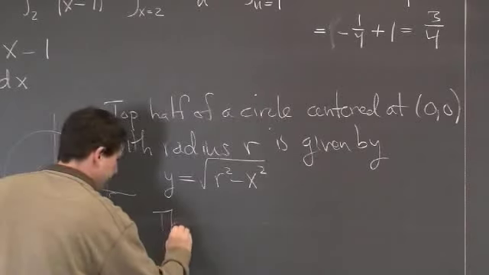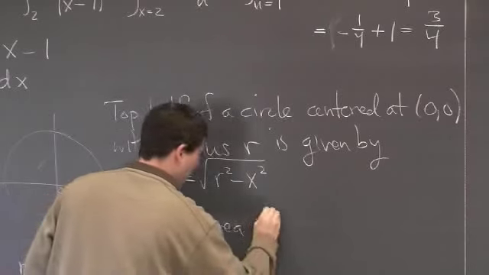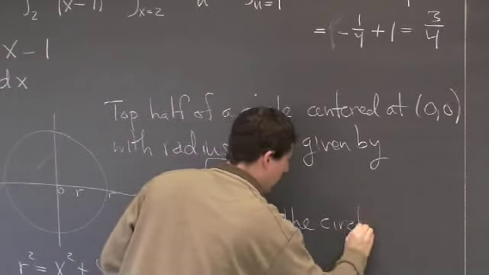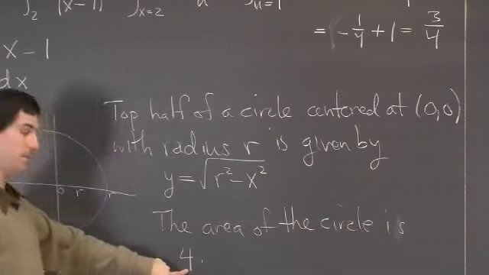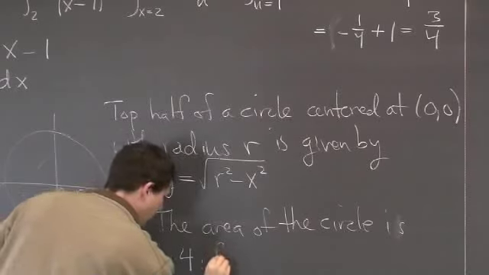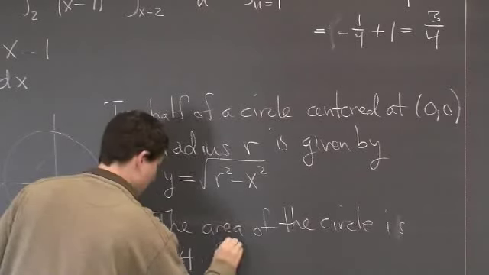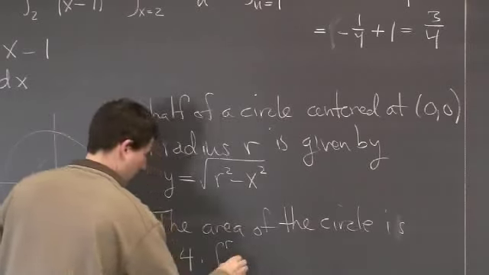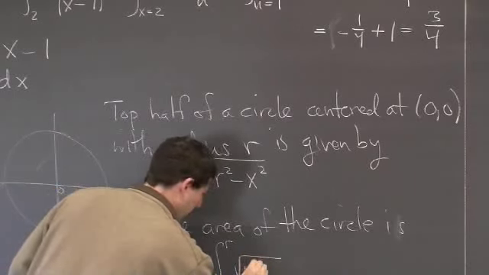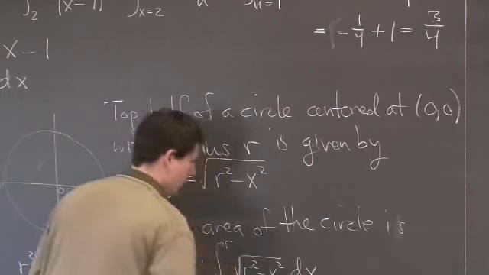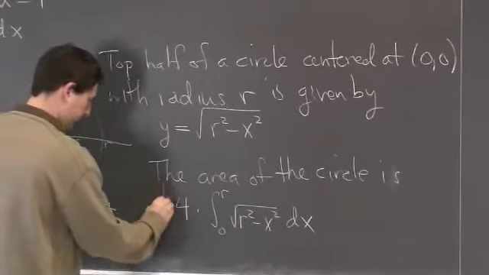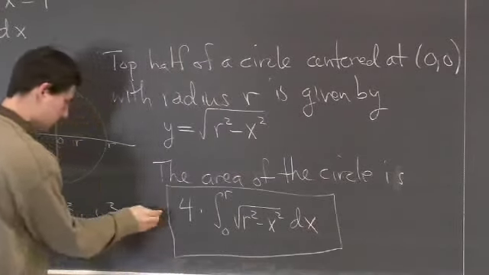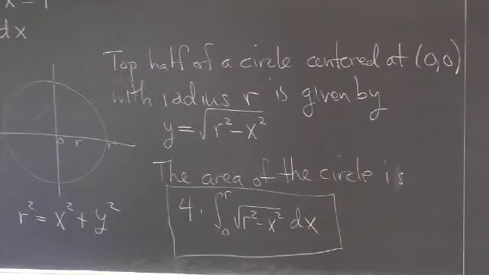So the area of the circle is, well, it's 4, because that's how many quadrants there are, times the integral from 0 to r of the square root of r squared minus x squared dx. Nice. So all we have to do is actually evaluate that integral.